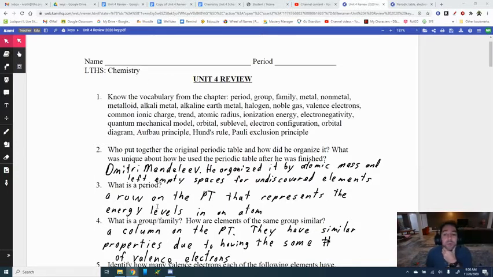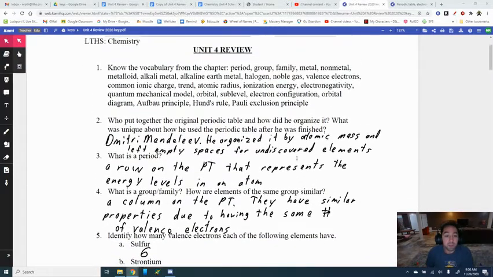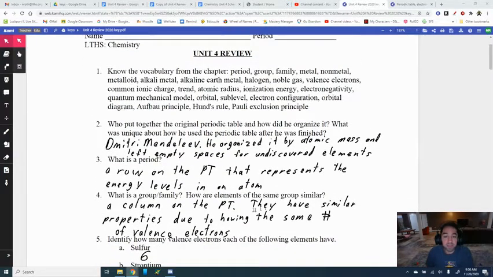Next, what is a group or family? So, a group or family is the vertical columns on the periodic table. Each element in a family has similar properties, and that is because each element in a family has the same number of valence electrons, which are the outermost electrons in an atom, and they are the ones that determine the properties of the atom. So identify how many valence electrons each of the following elements have.